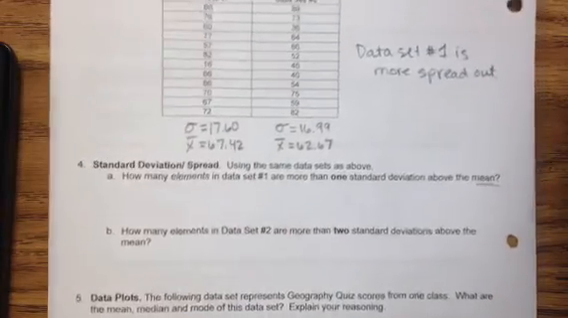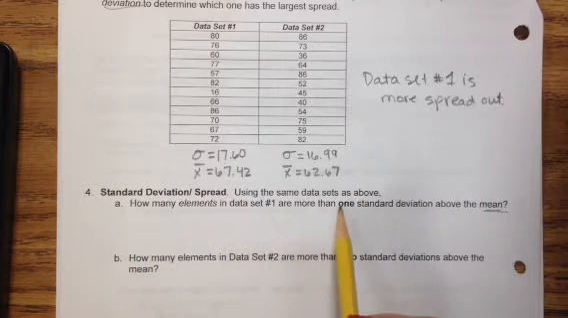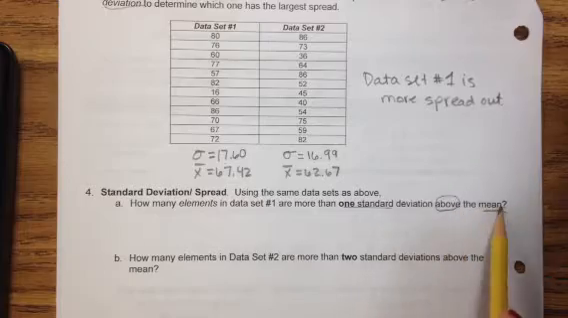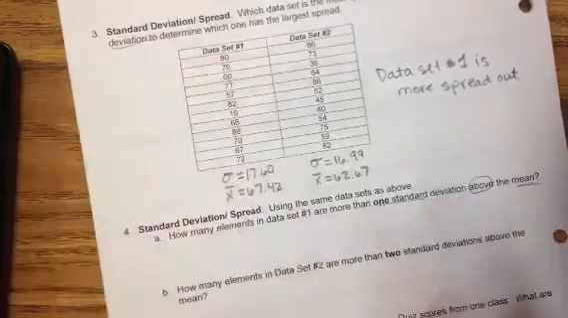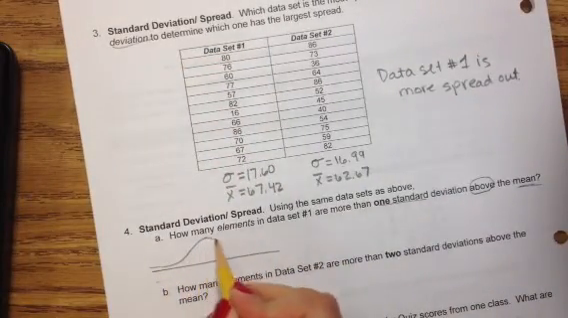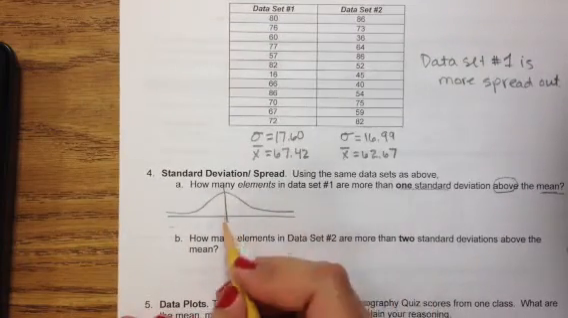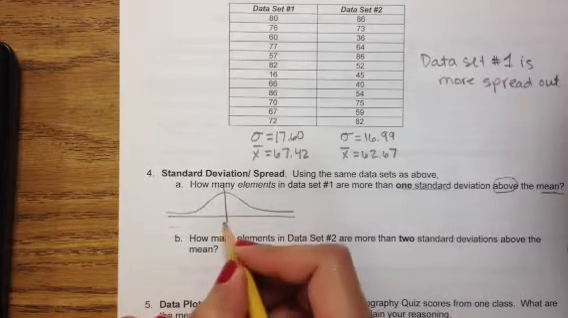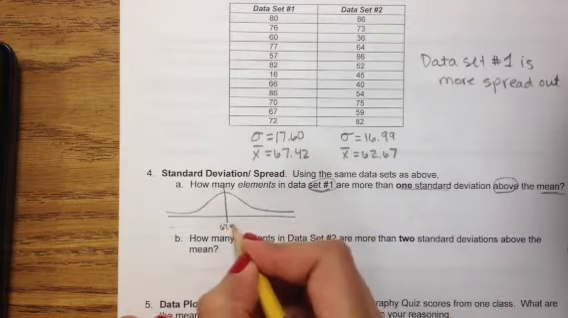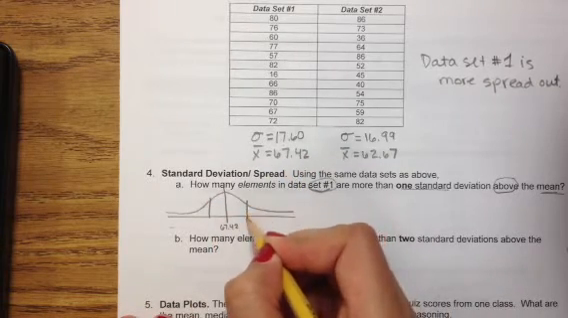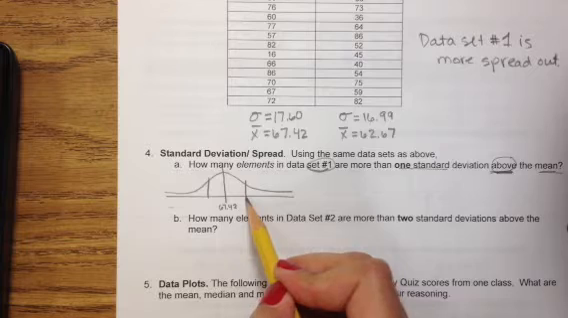Okay, so now let's answer number 4. Using the same data above, how many elements in data set number 1 are more than one standard deviation above the mean? If you remember when we talked about normal distribution, we said that our mean was always at the cusp of our little mountain. So if we're looking at data set number 1, we have 67.42. And we said that one standard deviation could be either way. But here we're just looking above the mean, so let's just worry about this one.